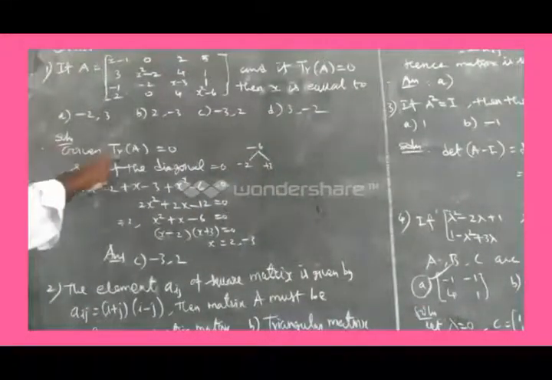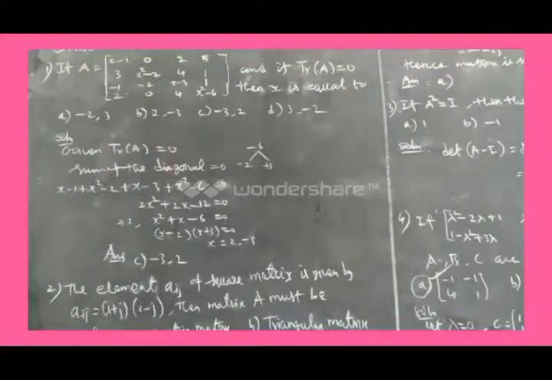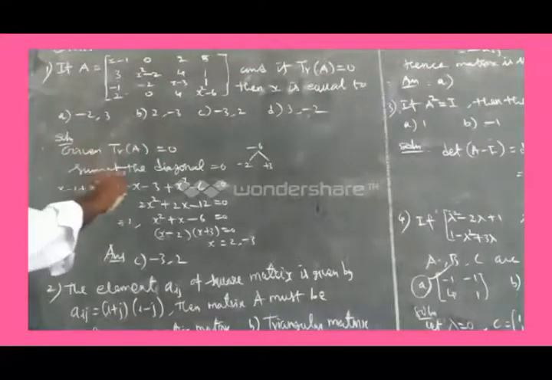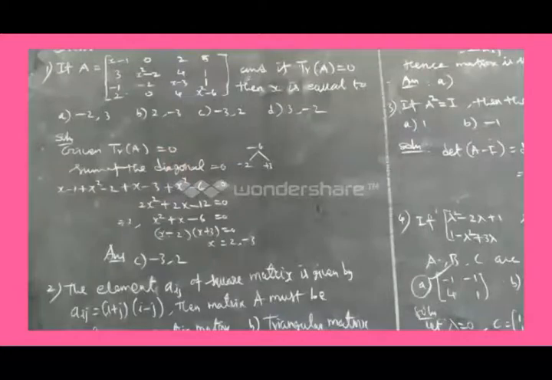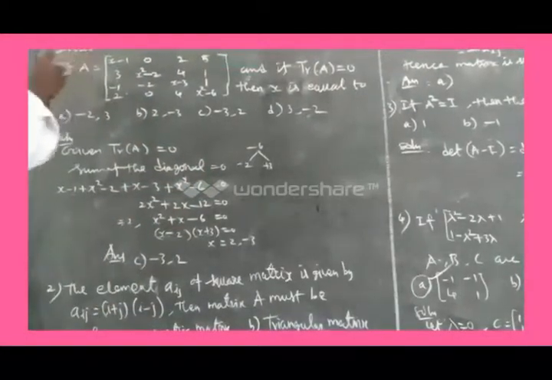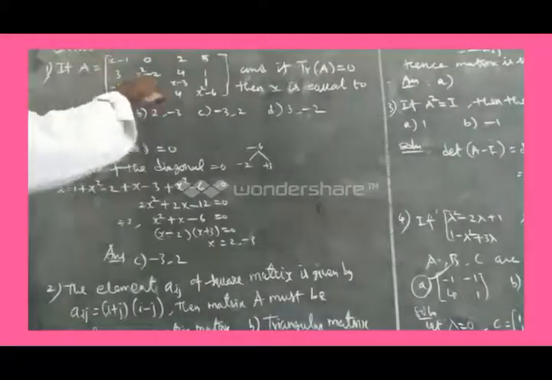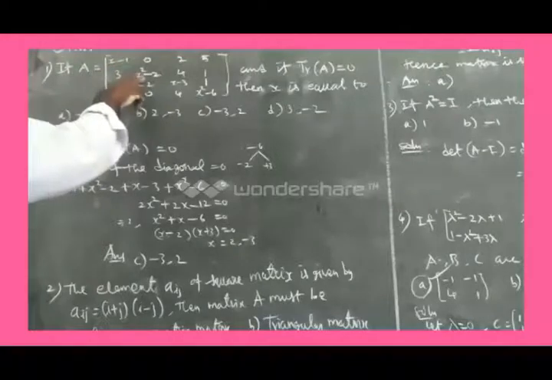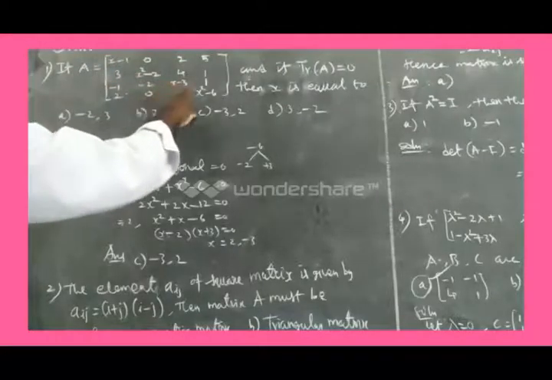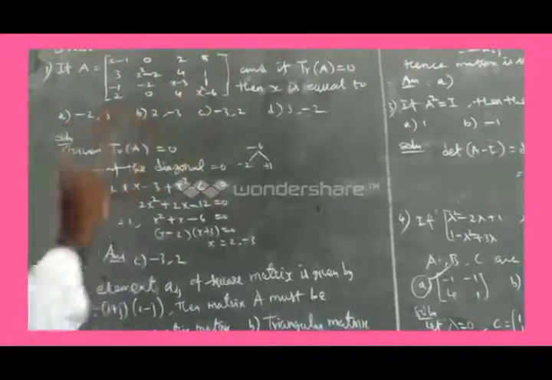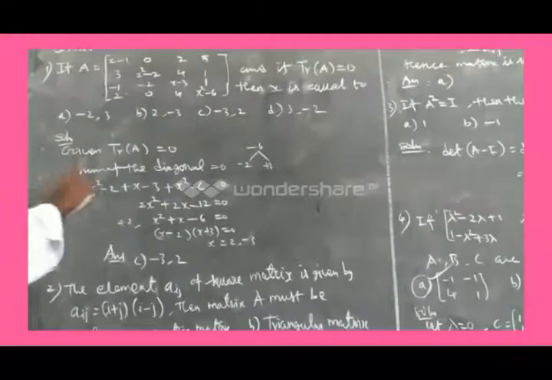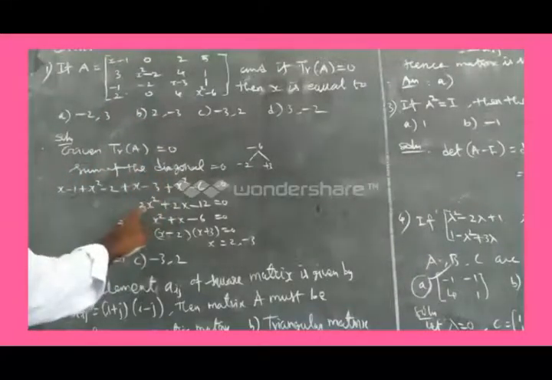Solution. Given trace of A equal to 0. So, trace means the sum of the diagonal. The sum of the diagonal equal to 0. So, given matrix A, the sum of the diagonal here: x minus 1 plus x square minus 2 plus x minus 3 plus x square minus 6 equal to 0. So, sum of the terms. So, we get 2x square.